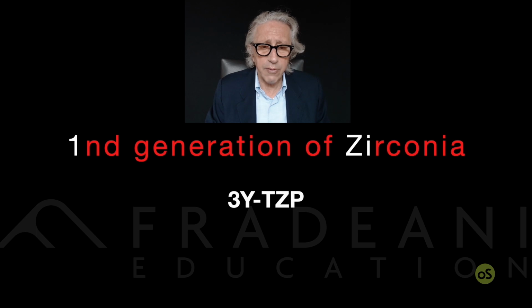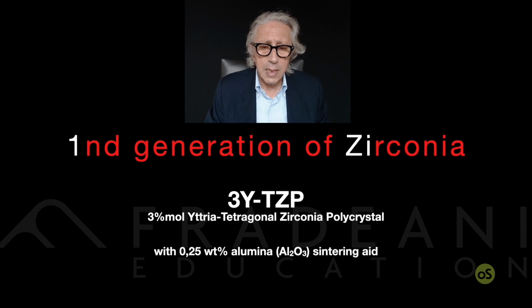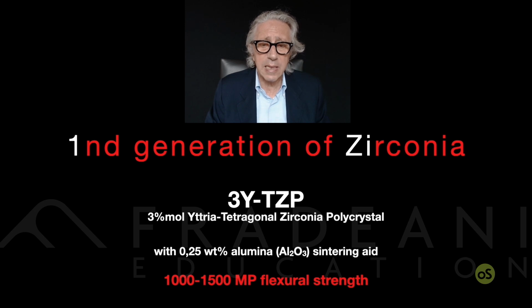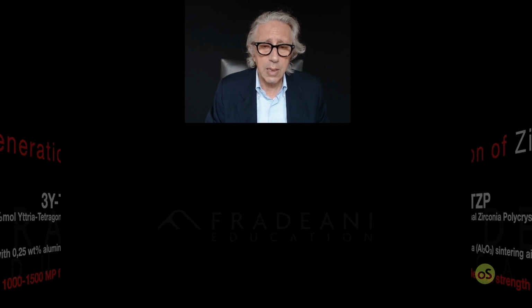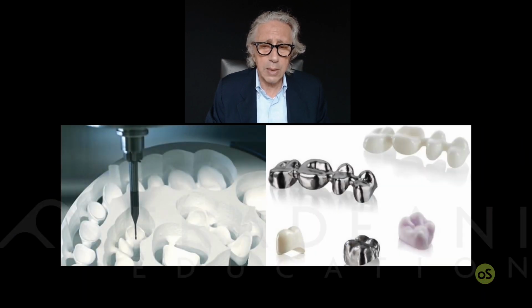Because we said before we have a first generation, and this is 3% molecular yttria tetragonal zirconia polycrystal, and 0.25 with the alumina oxide, with alumina sintering aid, and we have the flexural strength rate is about 1,000 to 1,500 megapascal. That is the classic original zirconia. Then we have a new zirconia material, but in the meantime, with the classic one, you could not avoid doing some layering process, even on posterior.